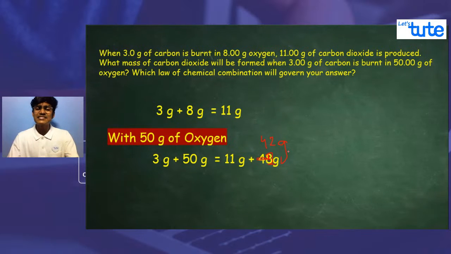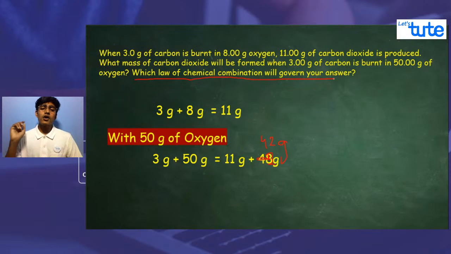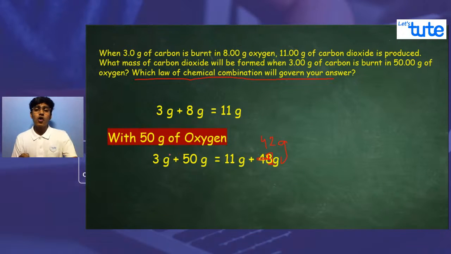I hope this is very clear. They have asked which law of chemical combination will govern your answer. The law of constant proportion will govern this equation. Why? Because only 3 grams of carbon can react with 8 grams of oxygen. I hope this was clear.